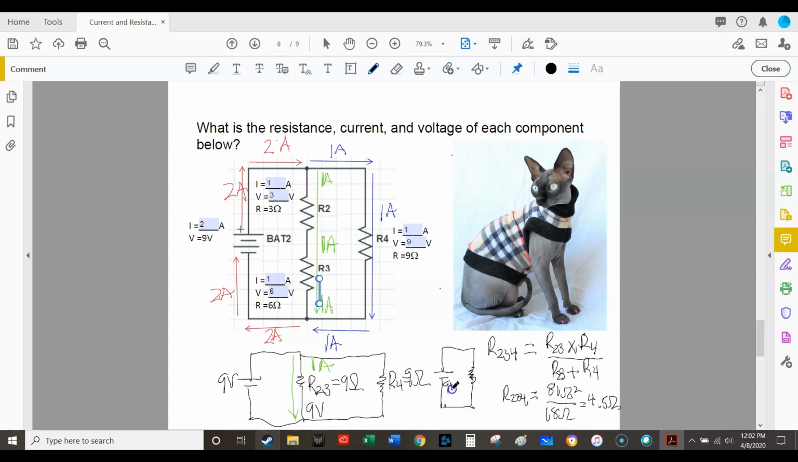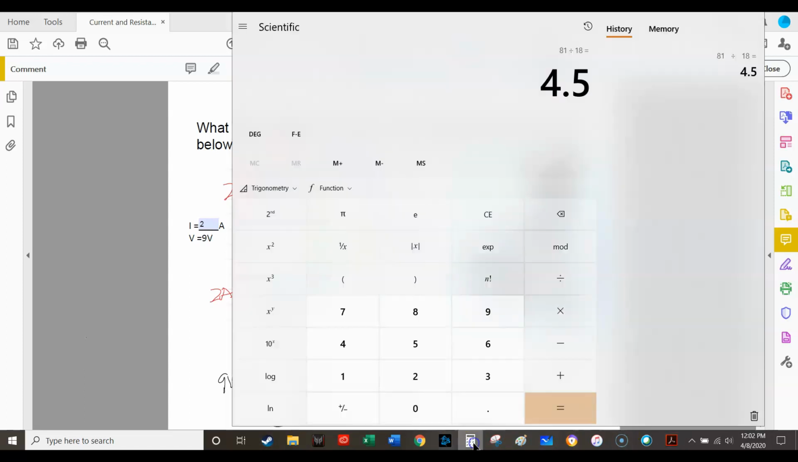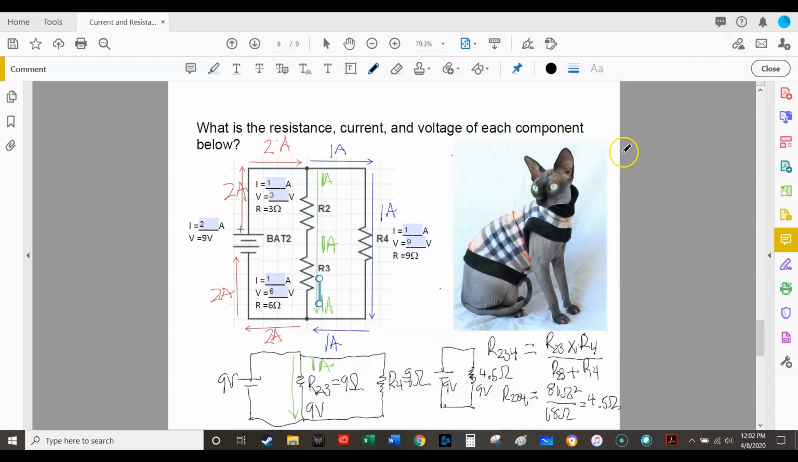So this will be 9 volts. This is going to be 4.5 ohms. And that means it's consuming 9 volts. And 9 volts divided by 4.5 is 2. So what we find out is that this has got to have 2 amps flowing through it.